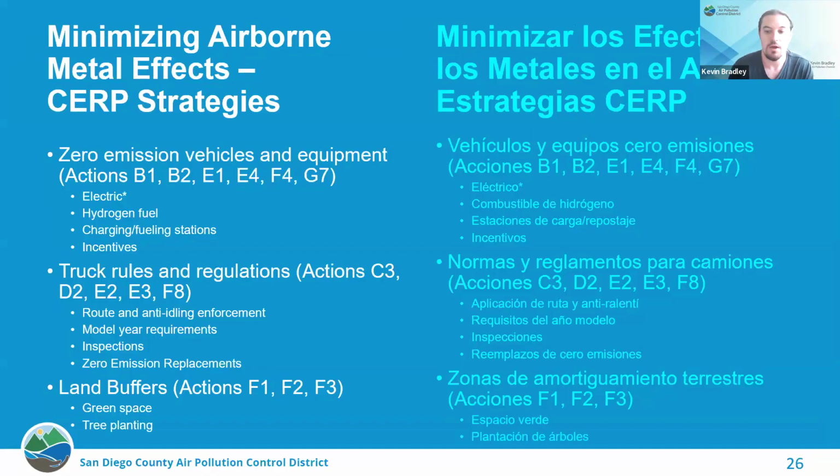Thank you. Okay, so as far as how the SERP strategy is going to affect our ongoing metals analysis. I know I've talked about zero emission vehicles in my presentations in the past. There is a weird caveat with electric vehicles, because obviously electric vehicles are great for a lot of reasons in terms of emissions. But I mentioned earlier that one of the sources of metal particles is tires and brake wear as they get degraded as a vehicle operates.